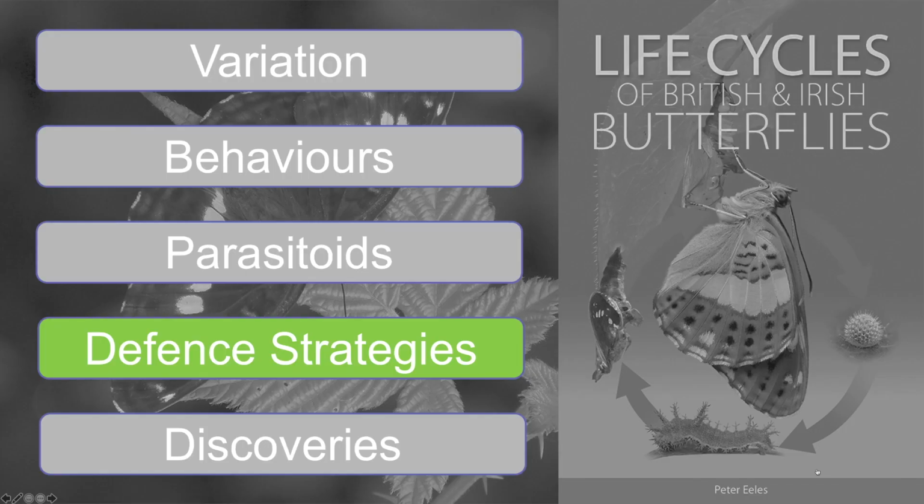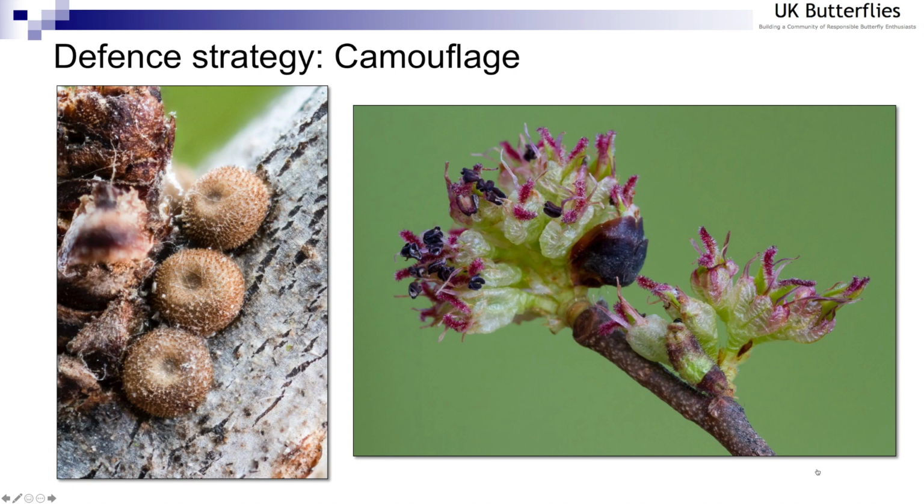So, interesting item number 4, defense strategies. An obvious defense strategy is camouflage, and on the left here you can see some black hairstreak eggs laid on the dark bark of blackthorn, and on the right here you can just about make out a white letter hairstreak caterpillar feeding on an elm flower. The caterpillar itself is in the bottom right, so hopefully you can just make that out as we see here.